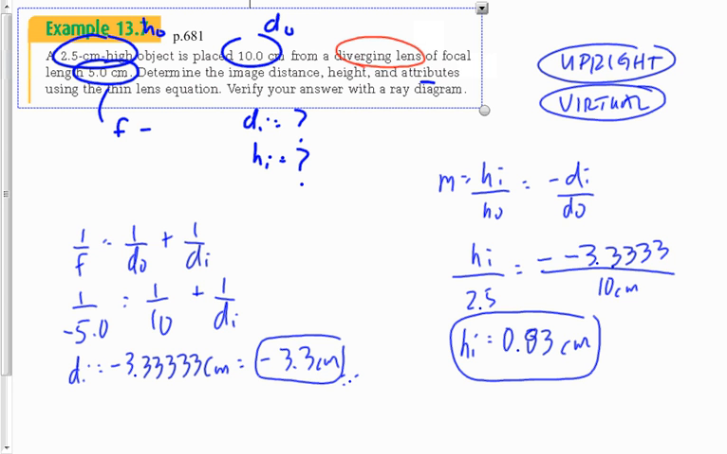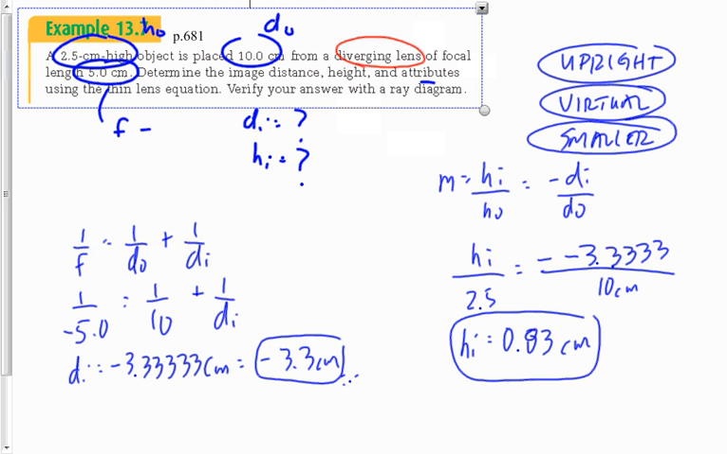And finally, larger or smaller. Well, it's 2.5 centimeters tall for the object, 0.83 for the image, so it's going to be smaller. Good. Make sense? It's the same thing, right?